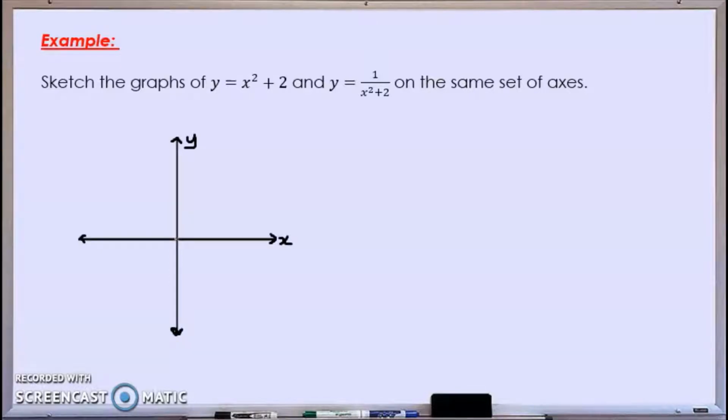This question gives us the opportunity to practice some of the principles that we've talked about, as well as the idea that a local minimum on my original graph will give us a local maximum on my reciprocal graph and vice versa. So here we have a graph of x squared plus 2. Now that's a parabola that's been translated up by 2, and therefore it has an intercept at 0, 2.